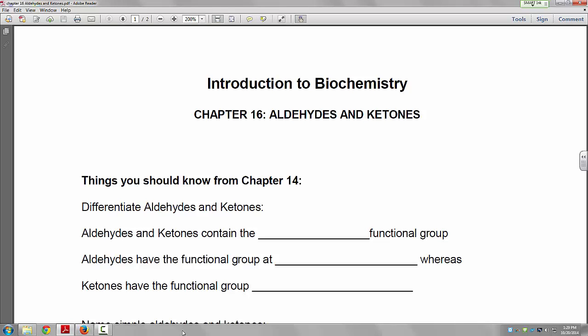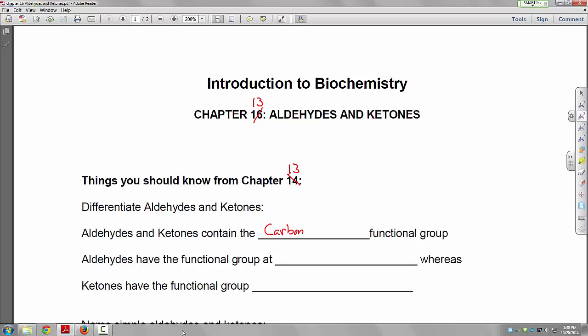Okay, welcome to the review for the chapter on aldehydes and ketones, or carbonyl compounds. This is not chapter 16. This was chapter 13. This is not chapter 14, but chapter 13. Differentiate aldehydes and ketones. Aldehydes and ketones contain the carbonyl functional group.